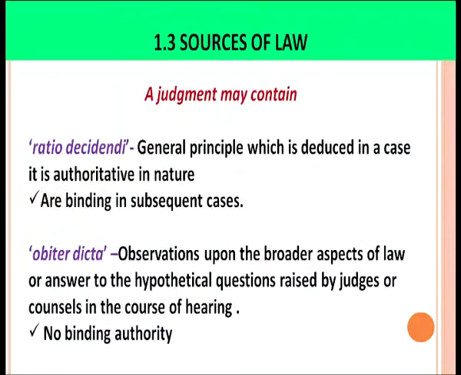Now, when we talk about judicial precedent, a judgment may contain two important components. There can be ratio and there can be obiter. So what is the ratio? It is the general principle which is deduced in a case. It is considered to be authoritative in nature. That is the general principle. They are binding in every subsequent case.